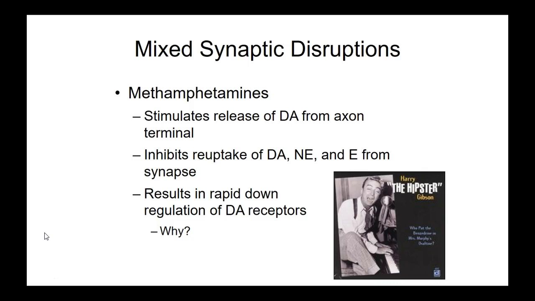Now, in some cases, some of these drugs or toxins can have effects on multiple systems. And one is methamphetamines, which is going to stimulate release of dopamine from the axon terminus, and then it also inhibits the dopamine reuptake, right? So think about what's the consequence of that with respect to dopamine levels. It goes up, right? And all the things that dopamine is important for, reward, also increases euphoria, and so forth.